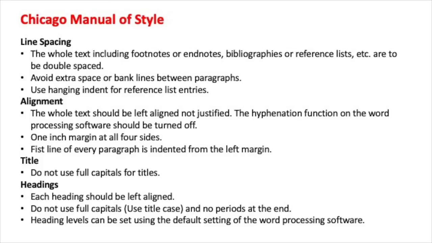Coming to Chicago, here too, all the work is to be double spaced, avoid extra space or blank lines between paragraphs, and use hanging indent for reference entries. Then regarding the alignment, all the text should be left aligned and not justified. The words should not be broken through hyphenation, etc. One inch margin on all four sides. Then the first line of every paragraph is indented from the left margin.